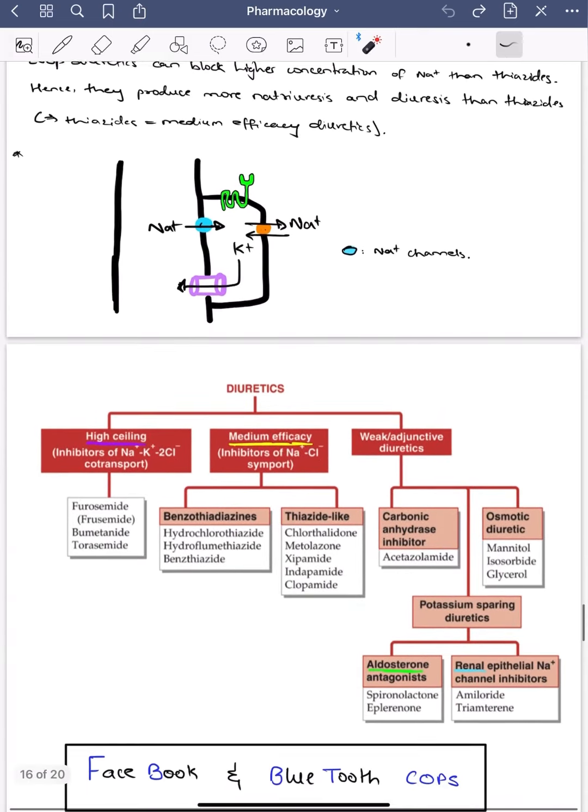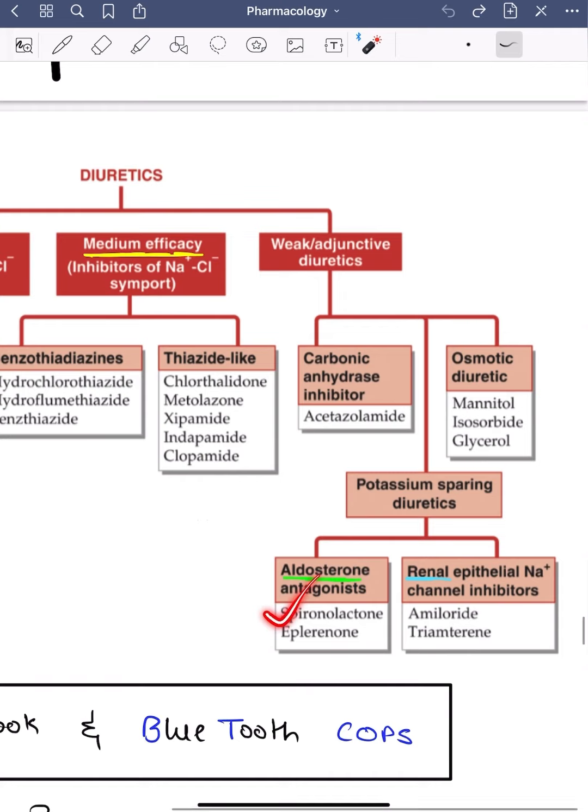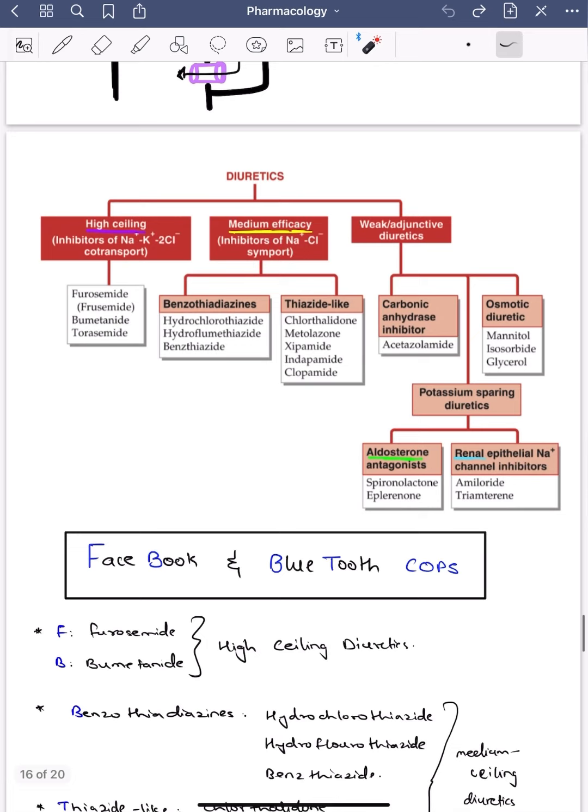Now let us look at the examples. Now the aldosterone antagonists include spironolactone and eplerenone, and that of the renal epithelial sodium channel inhibitors include amiloride and triamterene. Now a simple mnemonic to remember these diuretics is Facebook and Bluetooth cops. So remember, Facebook and Bluetooth cops.